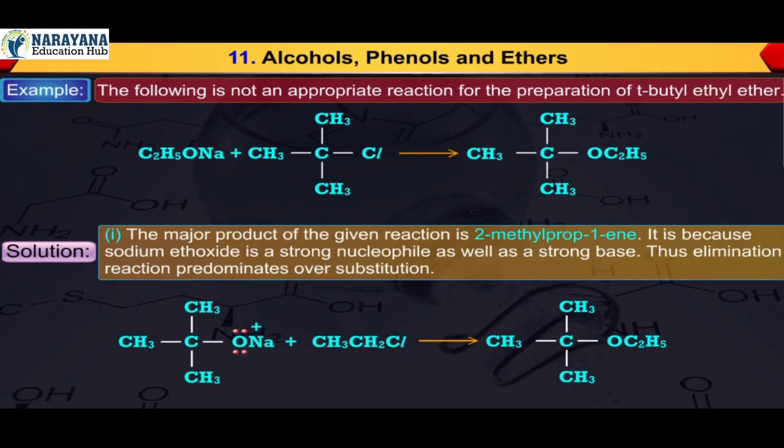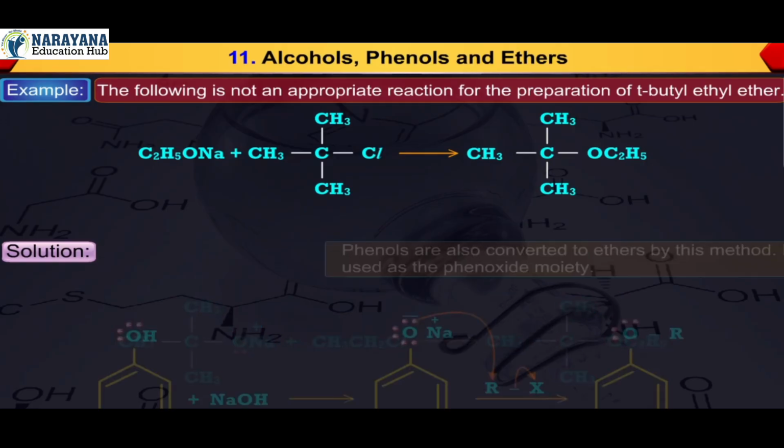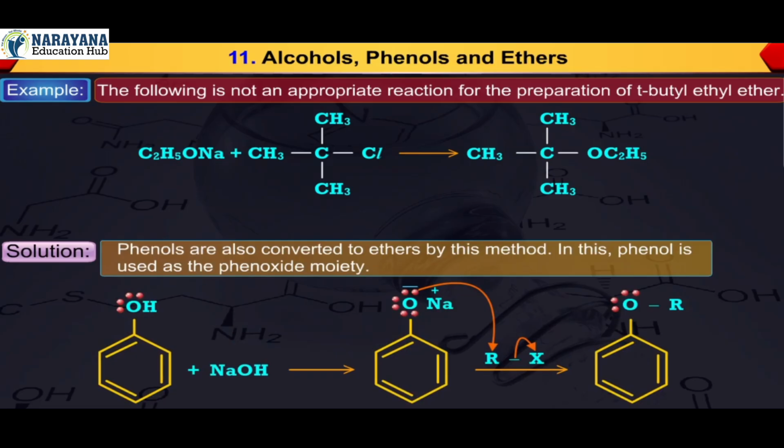Solution: 1. The major product of the given reaction is 2-methylprop-1-ene. It is because sodium ethoxide is a strong nucleophile as well as a strong base. Thus, elimination reaction predominates over substitution. 2. (CH3)3CO-Na+ + CH3CH2Cl gives (CH3)3COC2H5. Phenols are also converted to ethers by this method. In this, phenol is used as the phenoxide moiety.